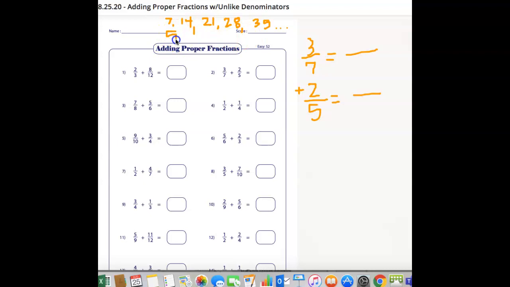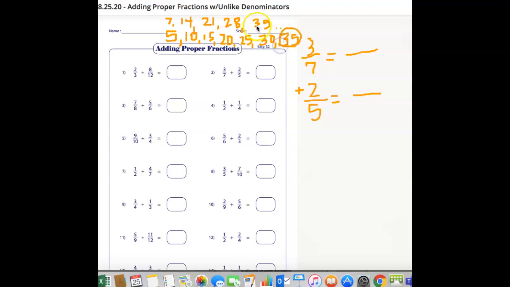Okay, now let's do the multiples of 5. So we're going to count by 5. 5, 10, 15, 20, 25, 30, 35. Oh, I think we've come to a common multiple. You see that?